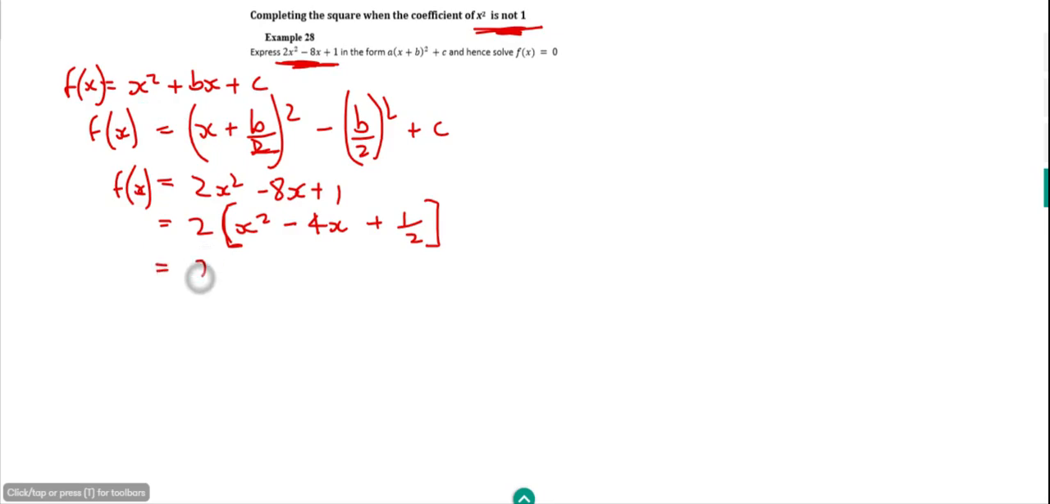So I can say, well, right, I've got 2, and then now just working on the x squared minus 4x plus half, I've got x minus half of the coefficient of the x, there is 2, all squared. Now what I'm going to do is take away this minus 4 halved, so it's b over 2 there. So minus 4 over 2 squared, and then plus the half.